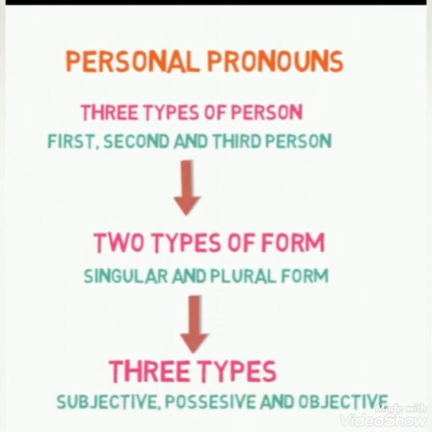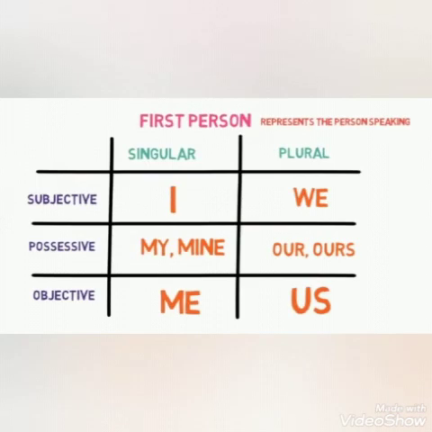Now we will look into each person separately to understand this pronoun. First person, what is it? It represents the person speaking. Remember the example of Ram, who was the first person, Shyam, the second person, and Richa, the third person, that we discussed. So first person represents the person who is speaking. It is divided into two parts, singular and plural, and three types: subjective, possessive and objective.